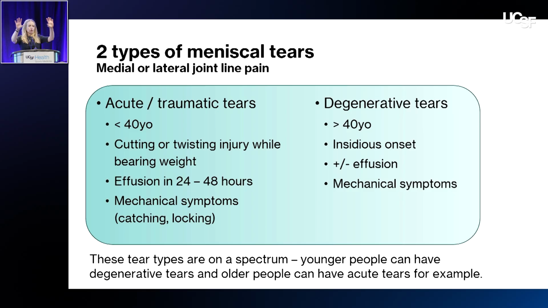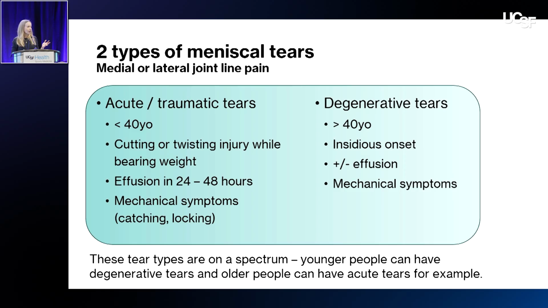We think about really 2 major kinds of meniscal tears, acute and degenerative. Acute being, as in this case, there was some kind of trauma, albeit just a squat, but there was some moment where this happened. Degenerative being more insidious. Acute, we tend to think of as patients who are younger, degenerative as we get older. Both can have an effusion, although the acute tears tend to have an effusion right away. And both can have mechanical symptoms. Patients will endorse catching and locking.